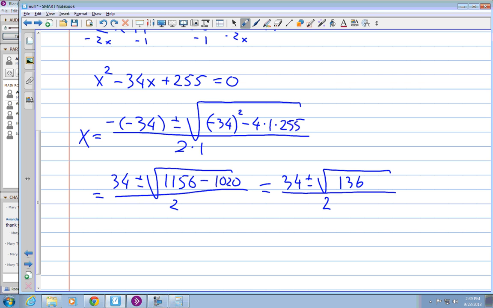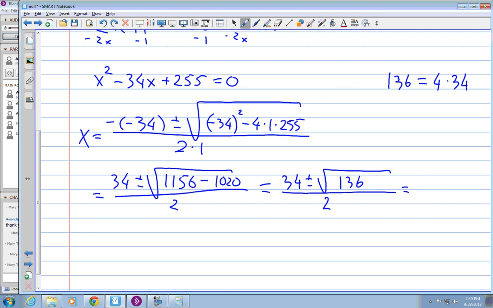Okay. Now, 136 is not a perfect square, but we can simplify that, right? 136 is definitely divisible by 4. 136 equals 4 times 34? Yes.